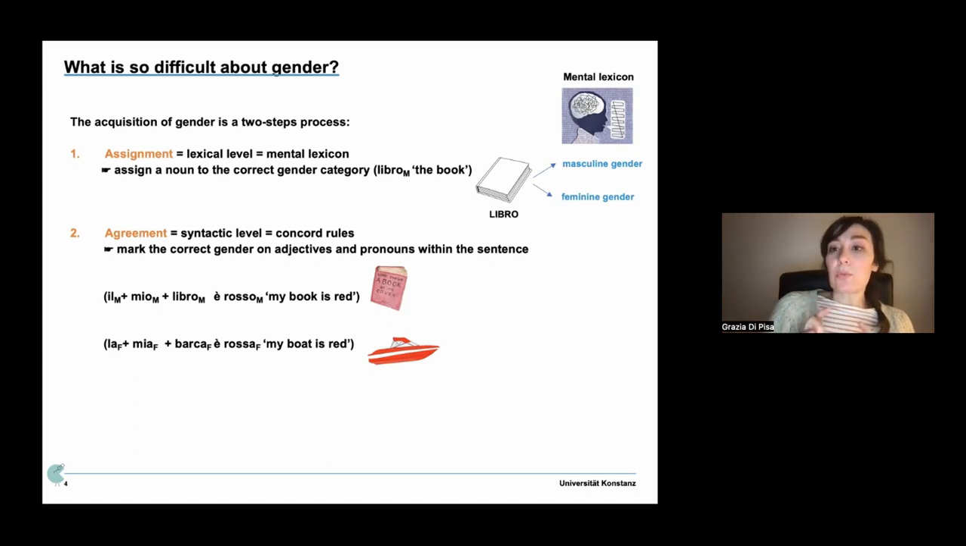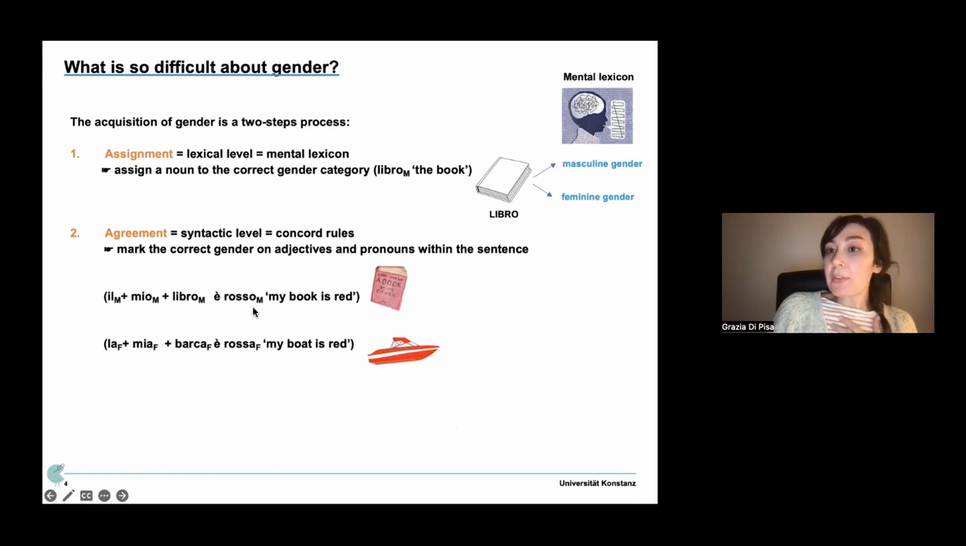And then we need to do the agreement, which is instead referring to the syntactic level. So it's referring more to the agreement rules that are specific for each language. We need to mark the correct gender on adjectives, articles, pronouns within the sentence. I gave here two examples, again with Italian. Libro, as I said, is masculine. And as we can see in this sentence, all the other elements agree with the masculine noun. Il mio libro è rosso.